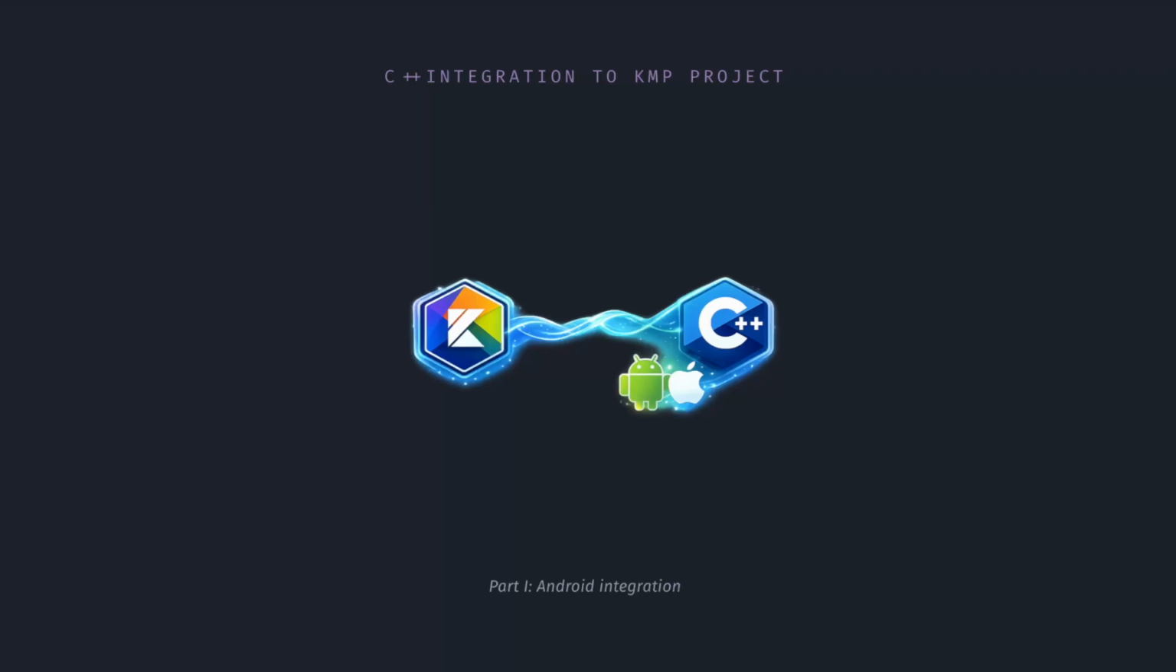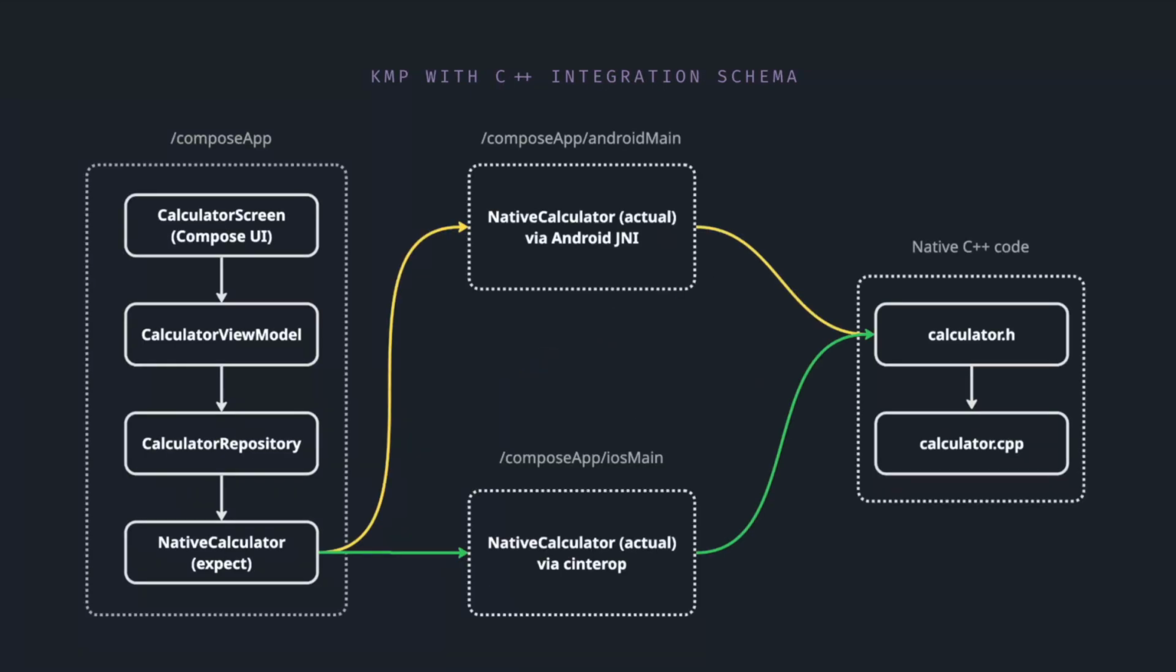for each platform. On iOS, this is actually quite straightforward. Objective-C can call C++ code, so the bridge is already there. But what about Android? Android uses something called JNI, Java Native Interface, and this is exactly what we are going to use. In this video, we will focus on Android integration. In the next one, I will show how the same idea works on iOS.